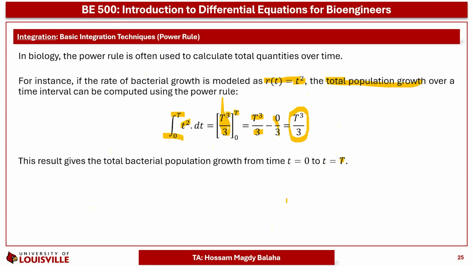So let's assume capital T is equal to 3. So the total bacterial growth at that time will be 9. By substituting in this equation, 3 multiplied by 3 multiplied by 3 over 3, this will give 9.